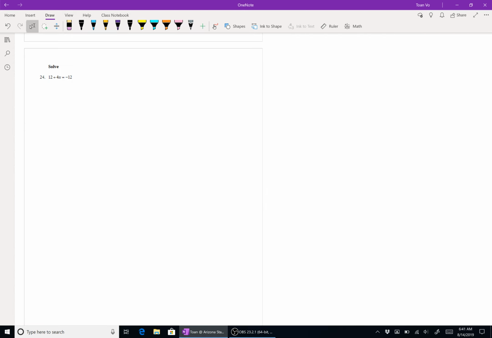Number 24, which is a simple solving equations. I hope that I don't have to go through the full bore explanations. We've already done it with the problems earlier. So, subtract the 12, divide out the 4. Easy peasy.